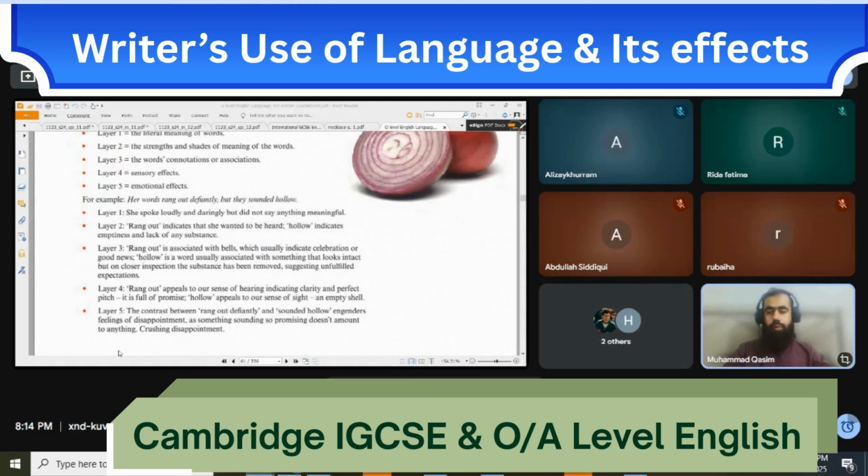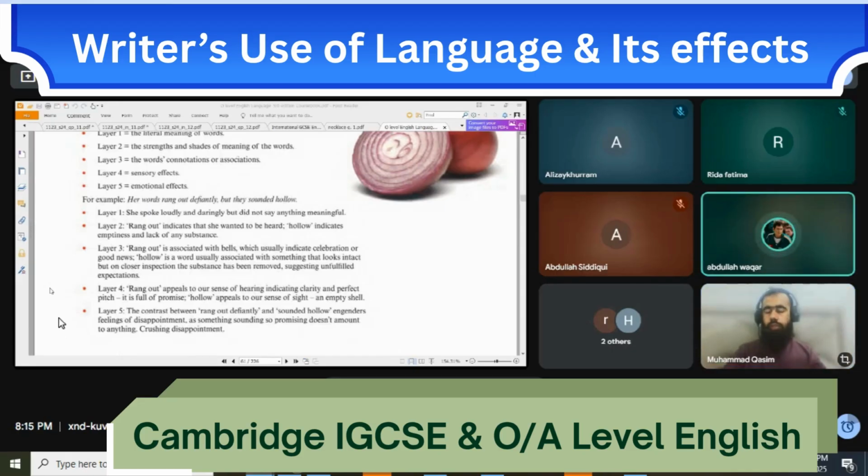Yes, Abdullah Waqar, please read this sentence. Yes, Abdullah Waqar, can you hear me? Yes, sir. Please read this sentence. The example sentence for these five layers.